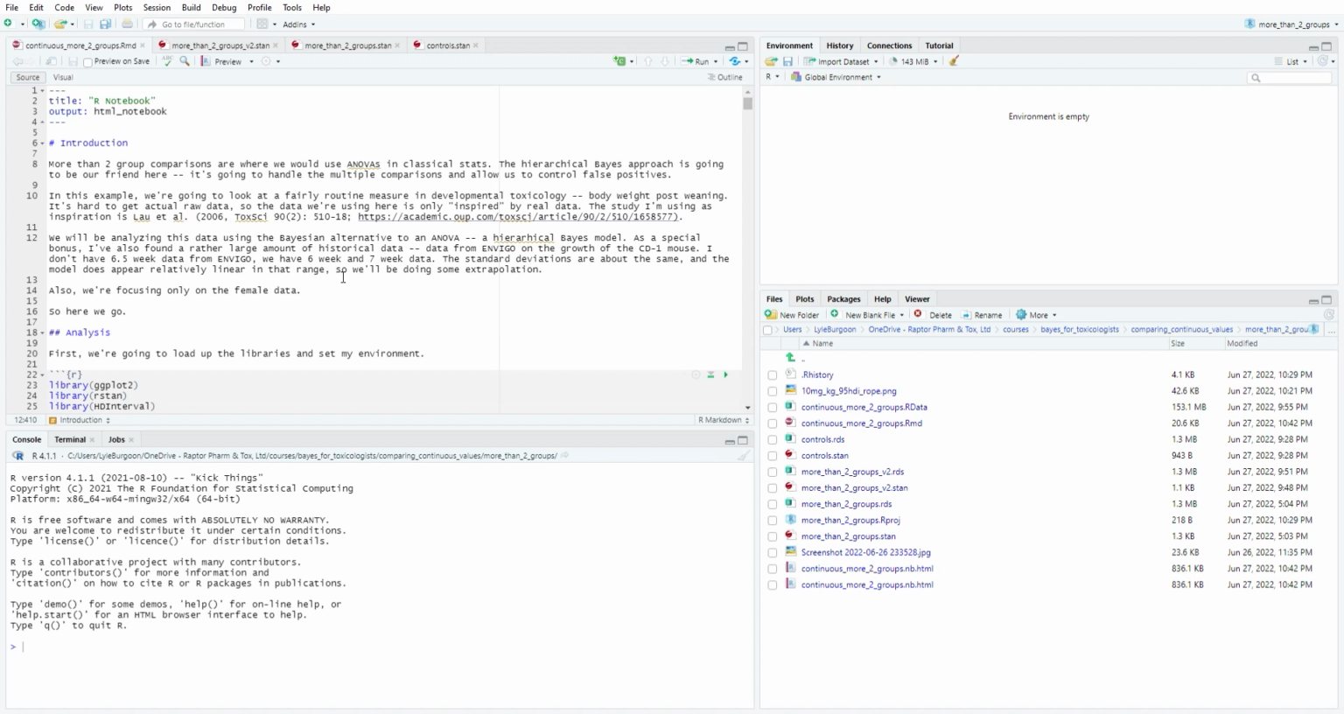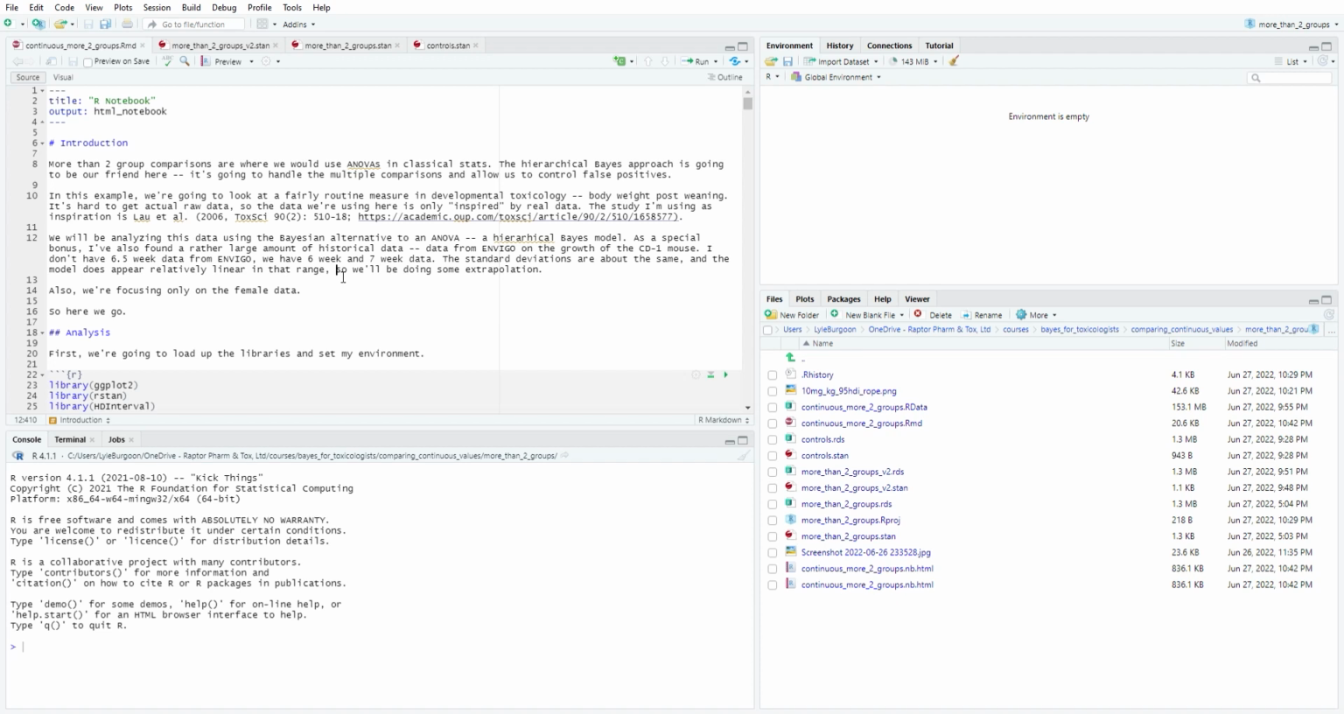The data we're going to be looking at today is from a developmental toxicology study published by some scientists at the U.S. Environmental Protection Agency. They're looking at body weight post-weaning in some mice. I believe these were CD1 mice. There it is. So these were CD1 mice.